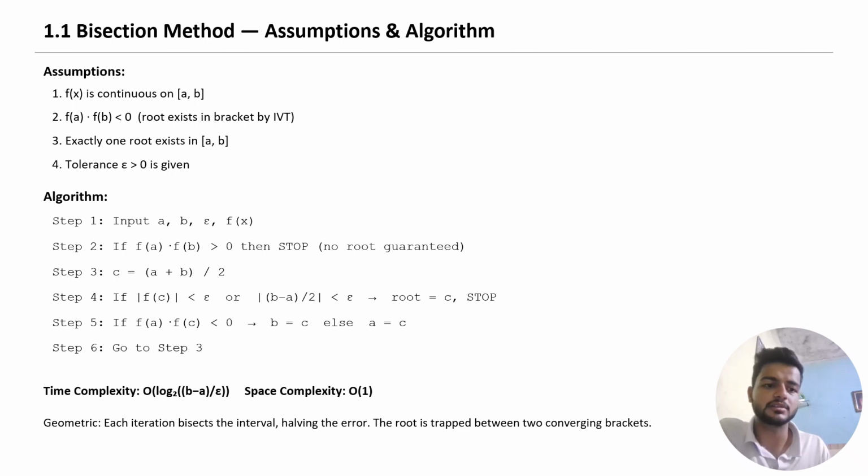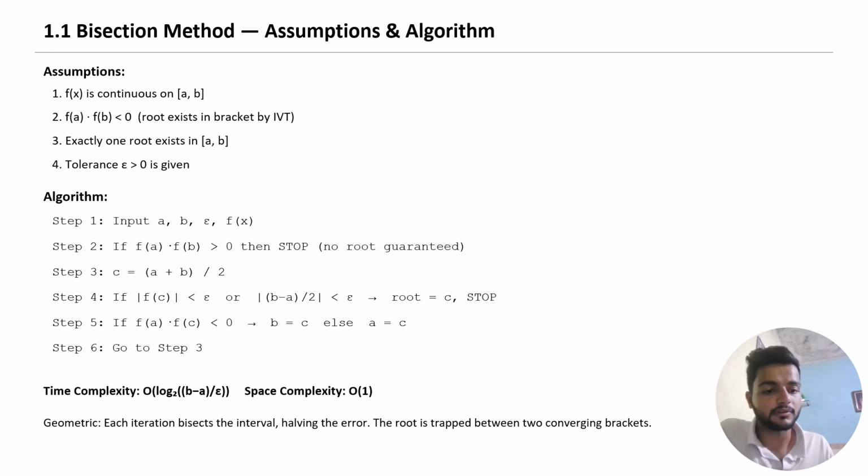We'll take the assumption that f(x) is on [a, b] and f(a)·f(b) < 0. Exactly one root exists in between a, b. The algorithm will take input a, b, e, f(x). Step 2 will check the condition: if f(a)·f(b) is greater than 0, then stop, no root inside [a, b]. Assign c equals (a + b)/2, which is the midpoint.